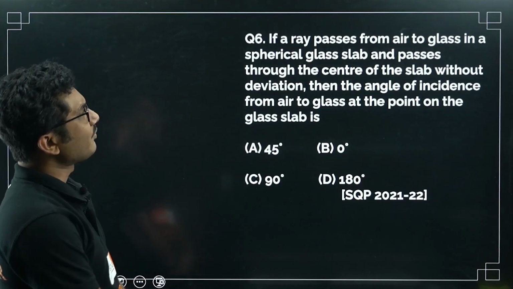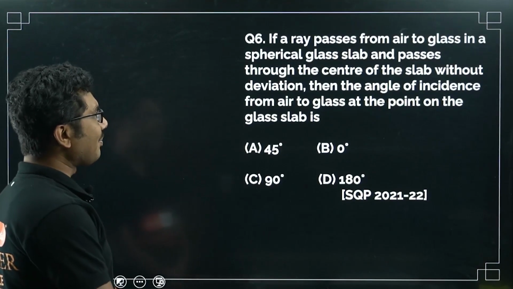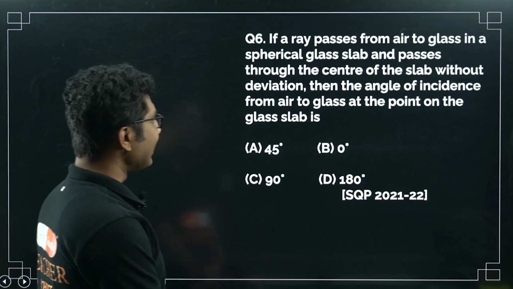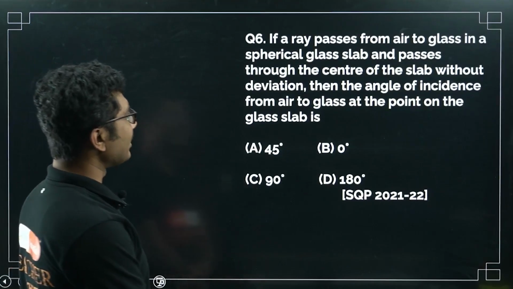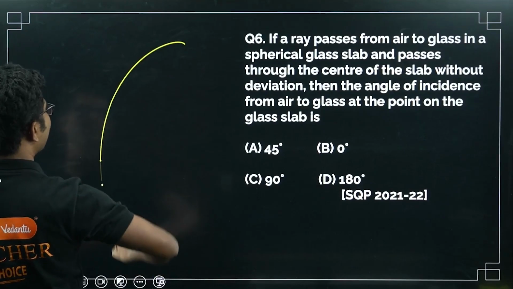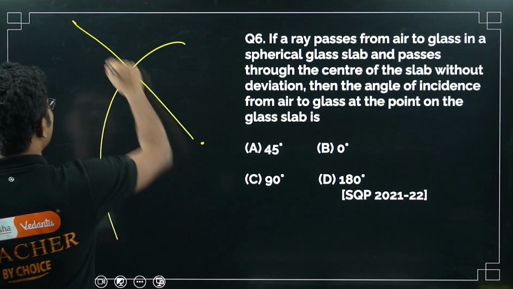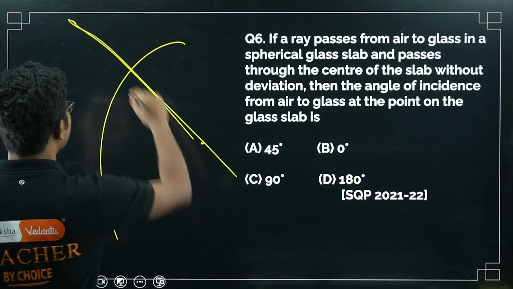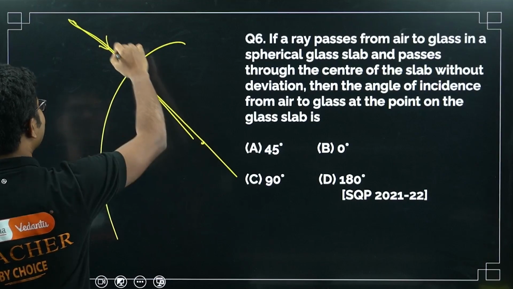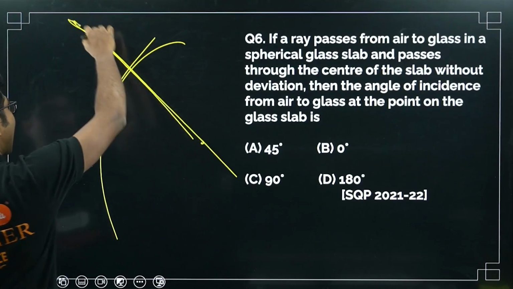A ray passes from air to glass in a spherical glass slab and passes through the center of the slab without deviation. Then the angle of incidence from the air to the glass at the point on the glass slab is? So there is a glass slab, but it is spherical, there is a center, and a ray passes directly to the center without any deviation. So definitely we know that anything passes through the center. This is the angle of incidence. It is passing along the normal.